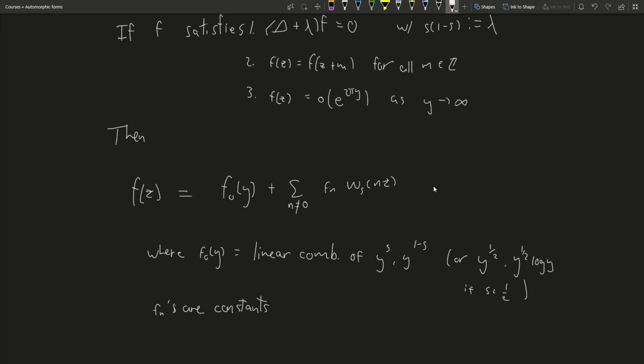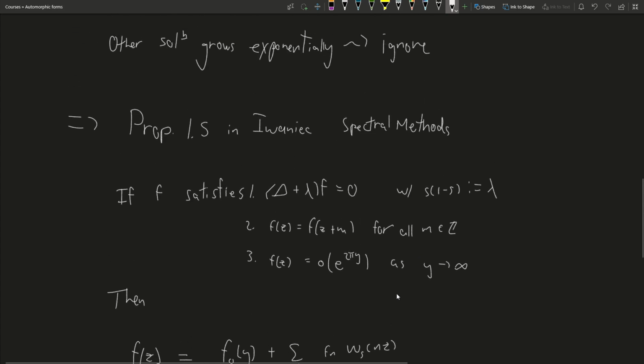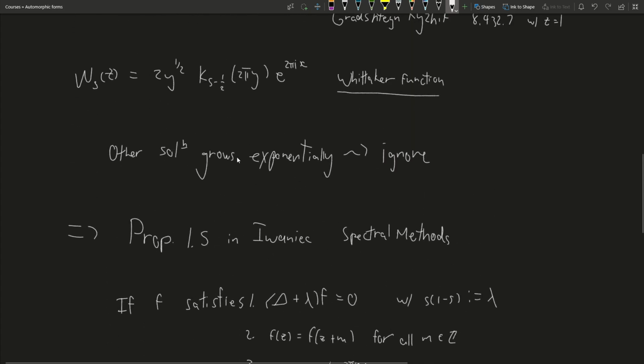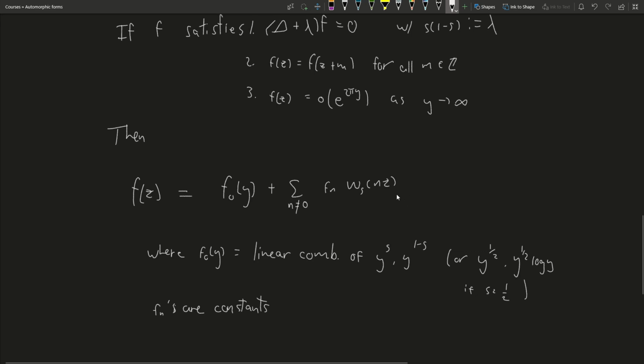So this is going to be very useful because later on we're going to be considering eigenfunctions of the Laplacian that don't grow too quickly and are periodic in x, and this will let us say, hey, they must be of this form. Again here, W is this Whittaker function. And knowing that they must be of this form, we can start talking about what these individual coefficients are. And these are essentially the Fourier coefficients of the functions that we're going to be caring about. And they'll be very important for studying sequences that we're interested in.